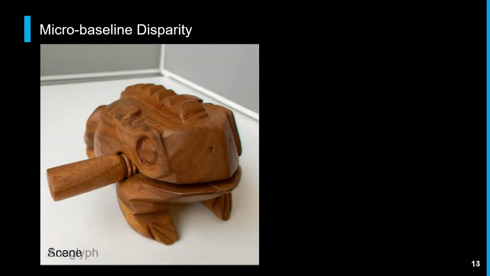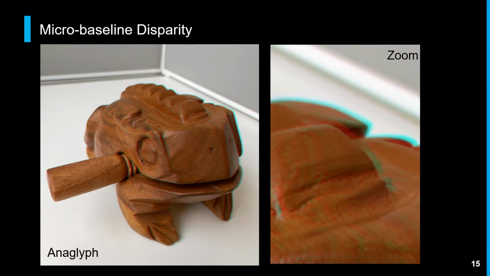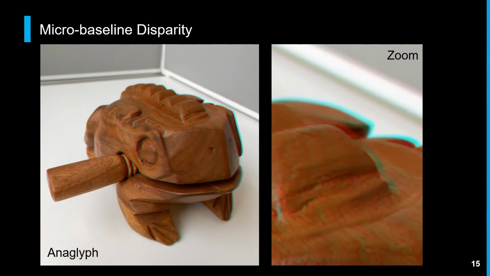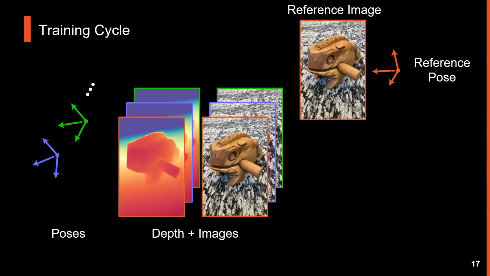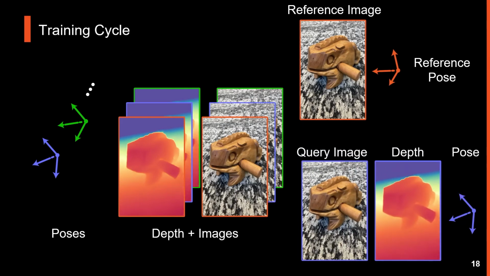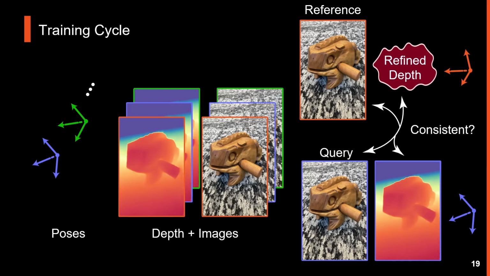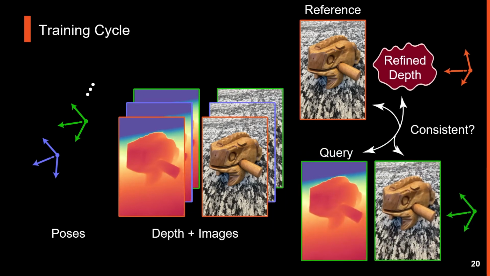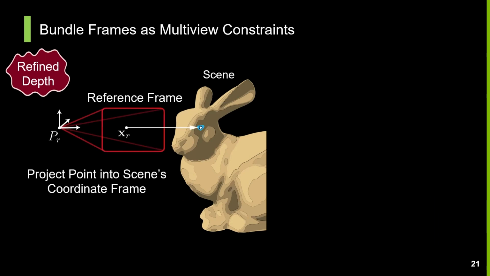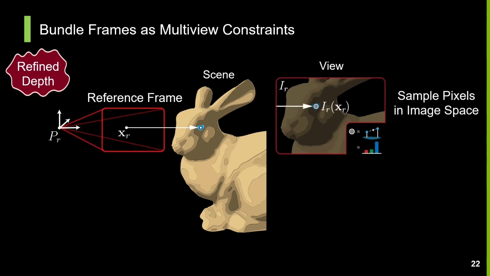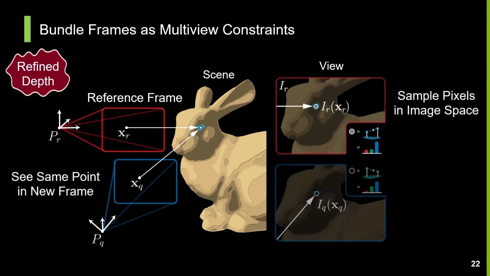Visualizing this motion in an anaglyph, we see that this results in only tens of pixels in disparity for close-range objects. Nonetheless, from a full bundle of these micro-baseline measurements, we can extract high-quality depth. We select one frame as a reference view, and can stochastically sample other query frames from the bundle to search for a refined depth representation that makes all these views consistent. That is, we use this depth to project a point from the reference frame into the scene, sample the corresponding pixel color in image space, and when we see the same point in a query frame, we enforce that it also has to see the same color when projected through the depth and image space.